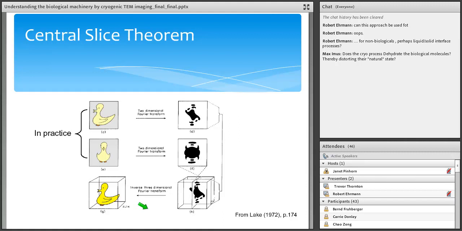But if you notice in this Fourier transform of the duck, there is a central line here that matches the other view of the duck. And so that's the central slice theorem, that there will be a matching line through the Fourier transform that addresses the angular relationship of these two views. And so we can align these orthogonally and then undergo back projection to a duck. Now, you can imagine if you only have two views, there's not a lot of information there, so you won't get a very good-looking duck back.